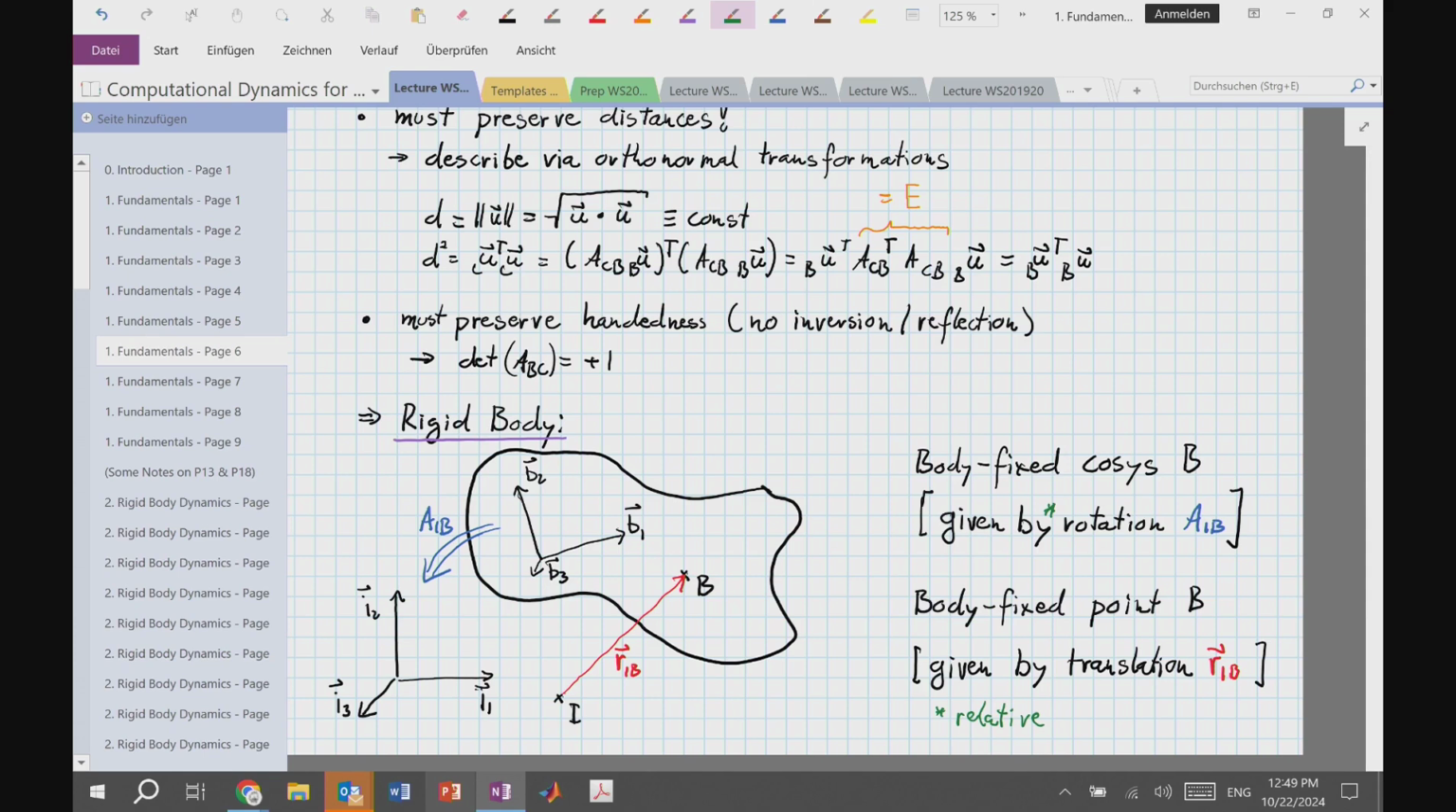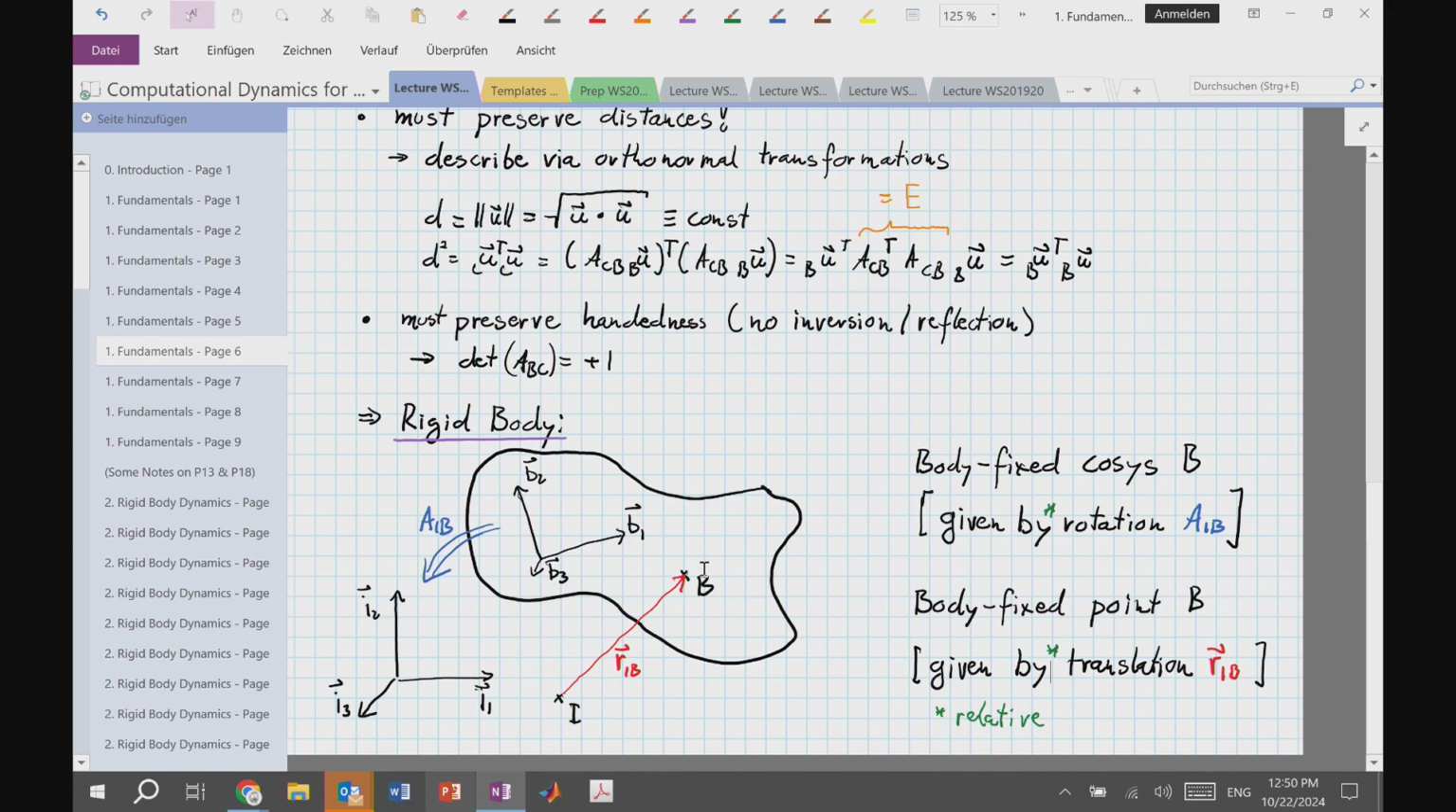And that only gives me rotations. I also need to track positions. So I need to fix a point on the body, again, a body-fixed point, and I need a fixed stationary reference point in my inertial frame of reference, and I track again the relative translation between these two quantities. So orientation and translation are always relative.